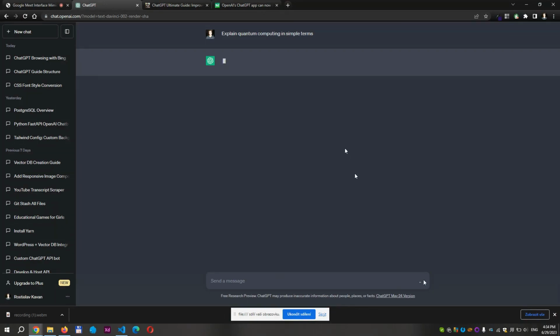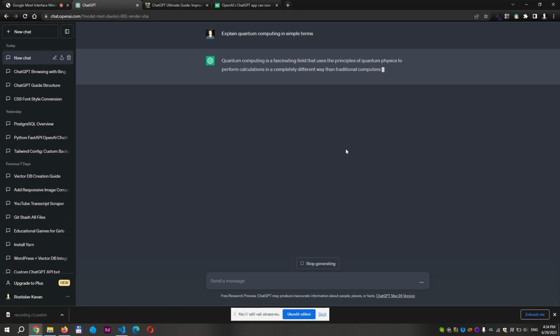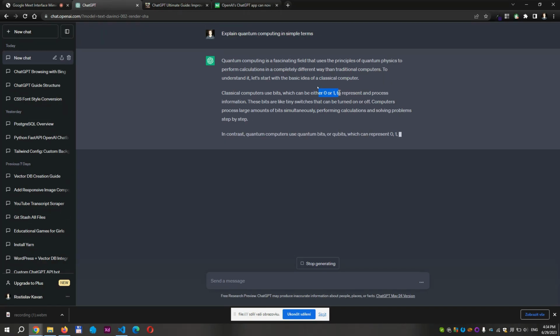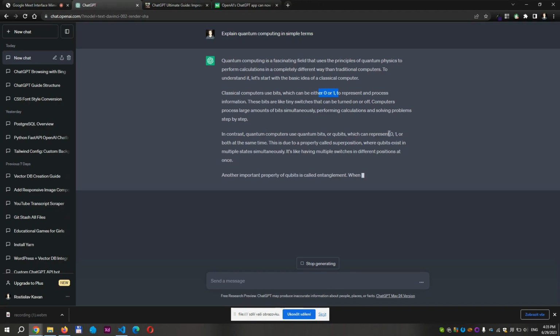Let's ask it. I'm not sure I posed this question before. So let's ask for a simple explanation of quantum computing. Quantum computing is a fascinating field that uses principles of quantum physics to perform calculations in a completely different way. Okay. Basic idea: 0 or 1 represent information. Quantum computers use quantum bits or qubits, which can represent 0, 1, or both at the same time. Superposition.